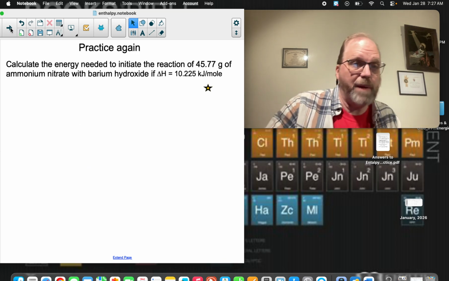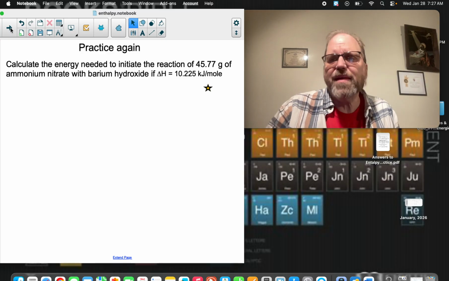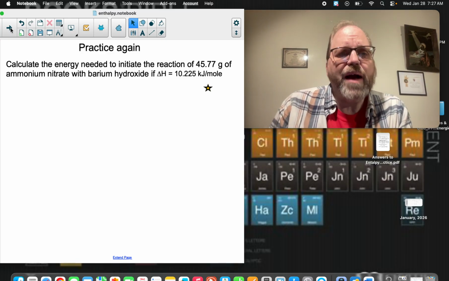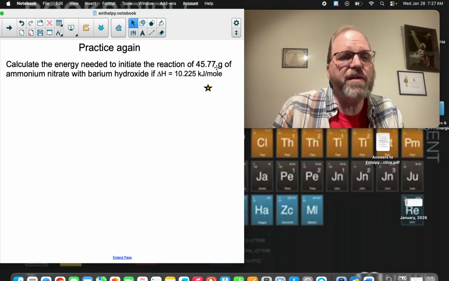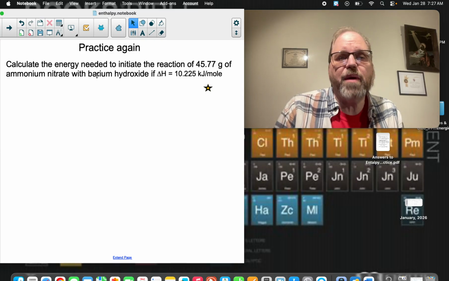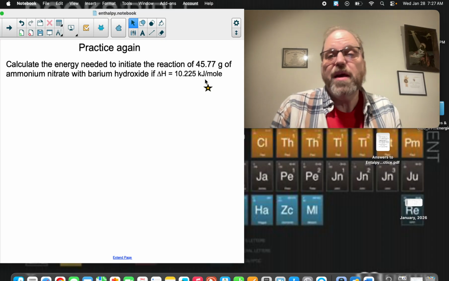All right, first problem. Let's try another one. That's our answer. Let's try another one. Calculate the energy needed to initiate a reaction of 45.77 grams of ammonium nitrate with barium hydroxide if the delta H is 10.225 kilojoules per mole.